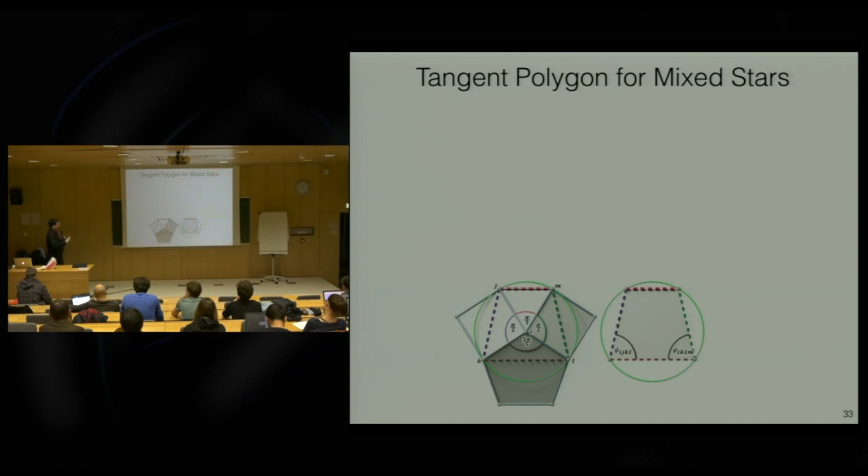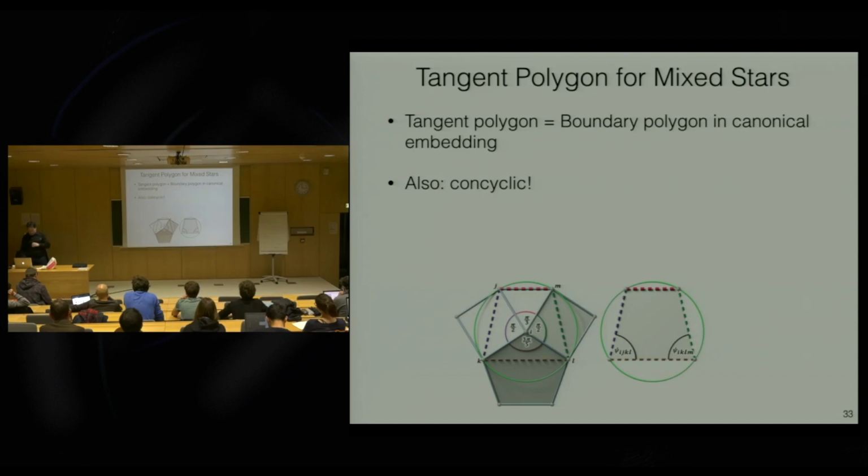I don't want to talk about this a lot, but I have a very similar definition for mixed rings. It just depends on the degree of the face. So if you want to make a Möbius perfect, the angles will scale with the degree. There's a formula for this, but it's not that important. The only thing that's nice to say about this is that you will get a circular tangent polygon.